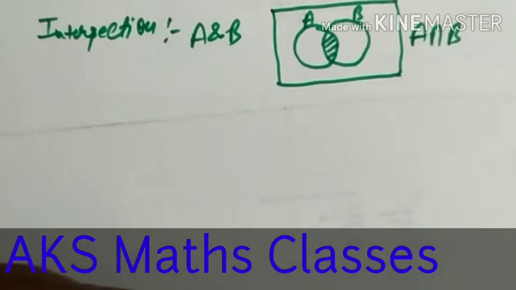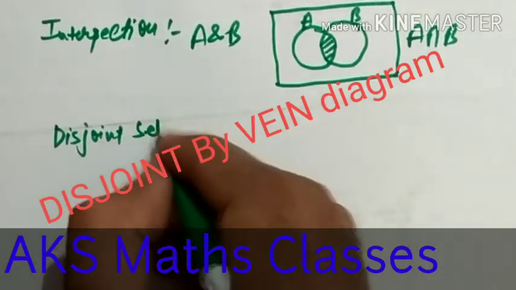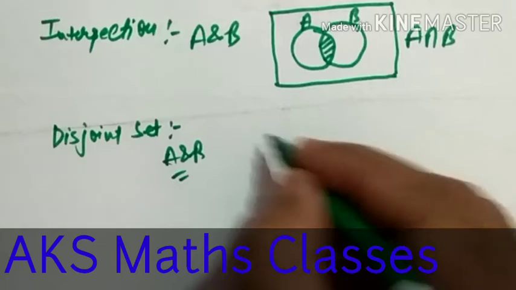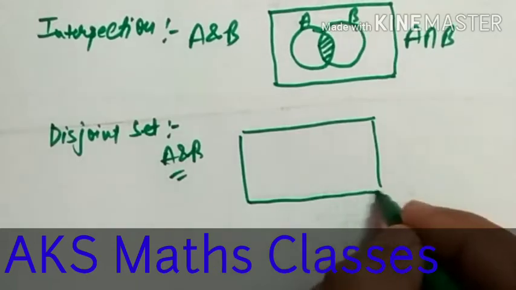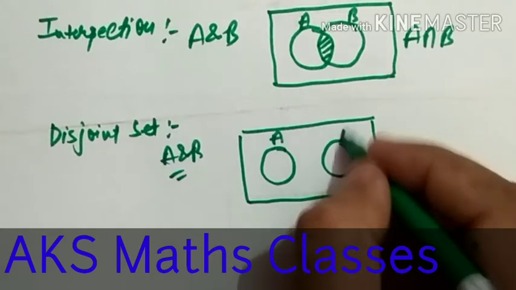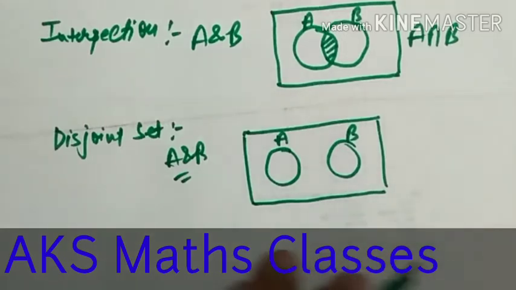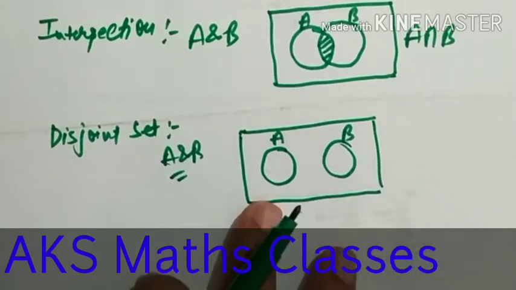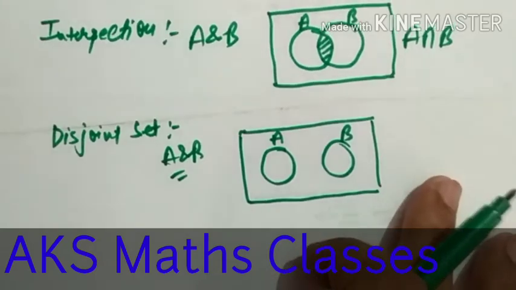And now see how we will represent disjoint sets. Again we have two sets, A and B. This is set A and this is set B. Clear now? Since there is nothing common in these two sets, this will be left as it is. There is no need to give the shade. It is clear. A and B are the disjoint sets.